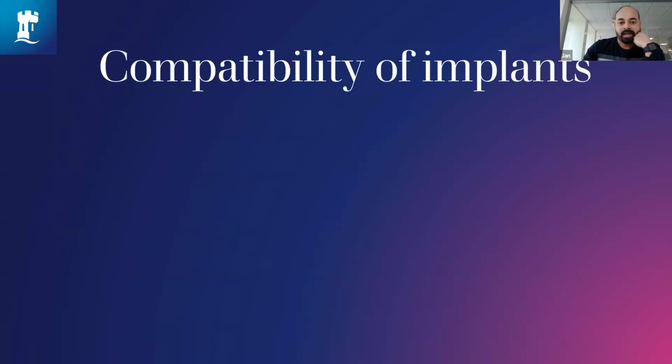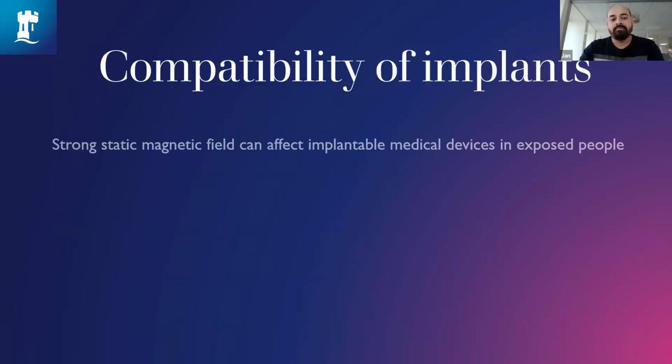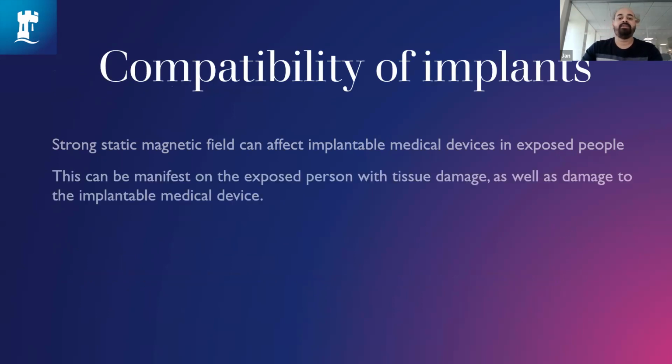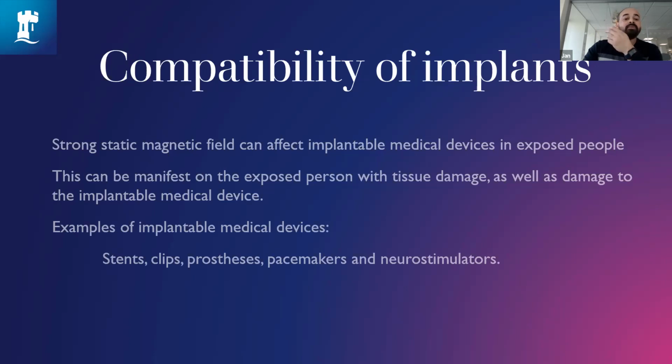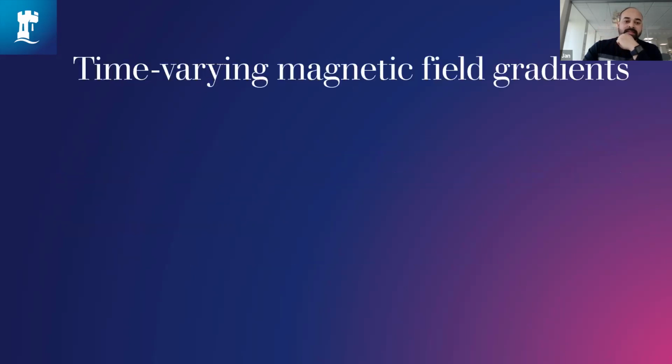Now, compatibility of implants. You have a strong magnetic field, which actually affects medical implants and devices when people are exposed to them, wearing them. So this can manifest as tissue damage or damage to the implantable medical device itself. Examples of implantable devices are stents, clips, prostheses, pacemakers, and neurostimulators.